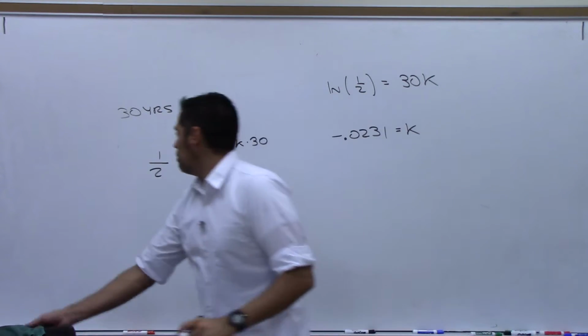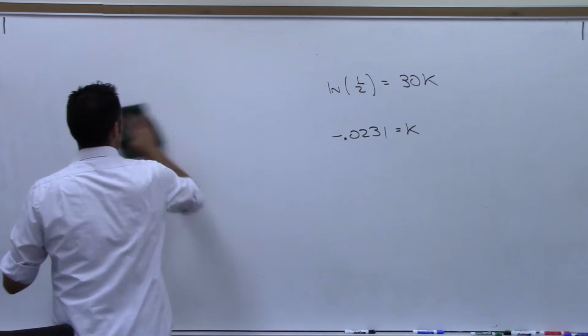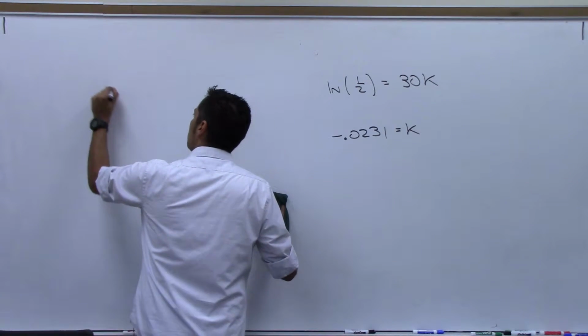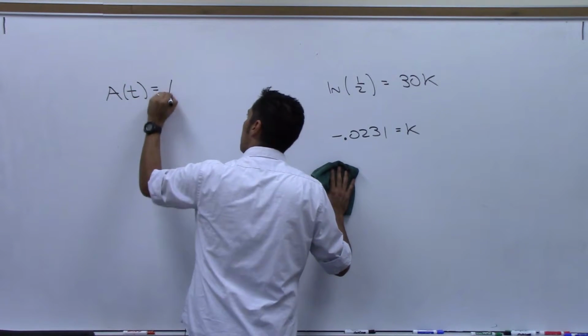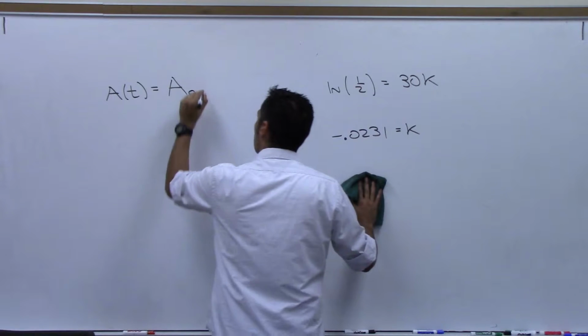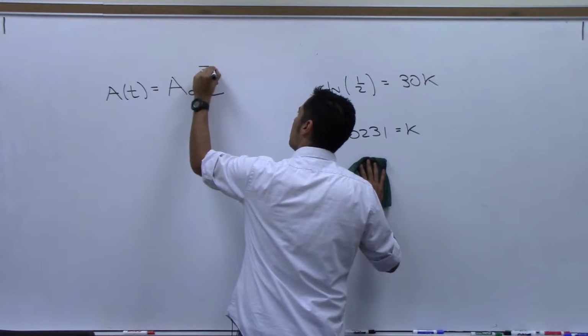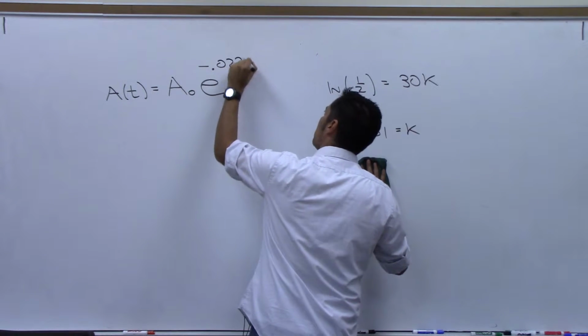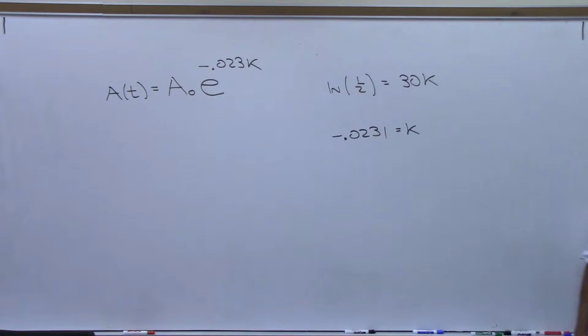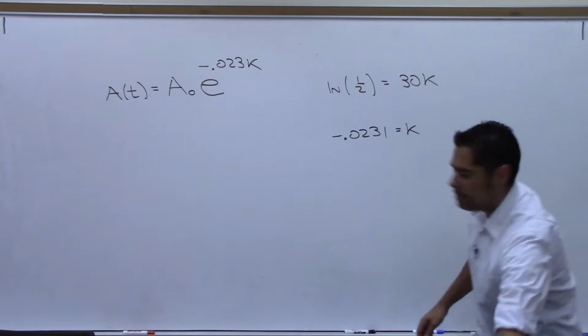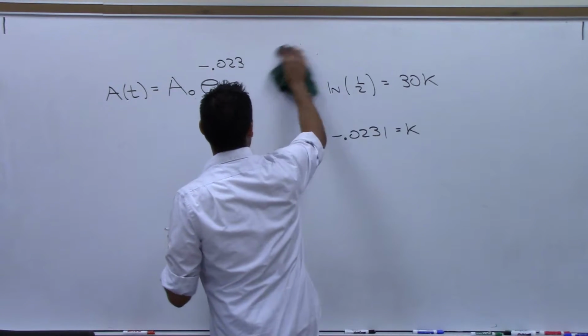So for the Chernobyl situation here, the amount of bad stuff there is the amount that was there initially times e to the negative 0.023 K, right? It's not K. T, thank you. I was about to say, T.